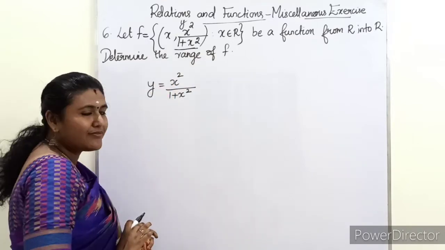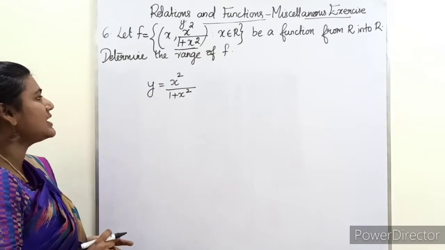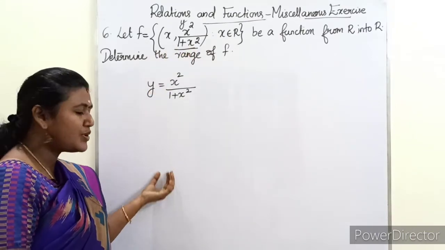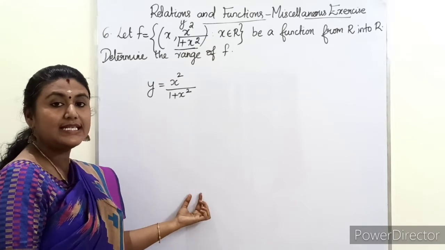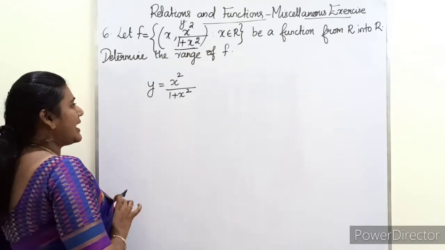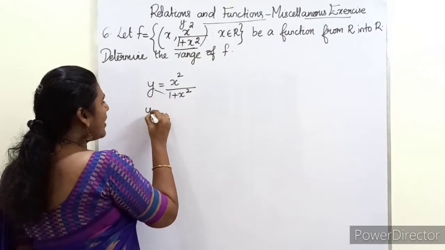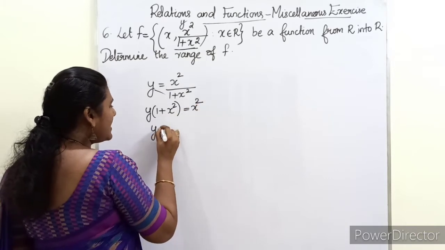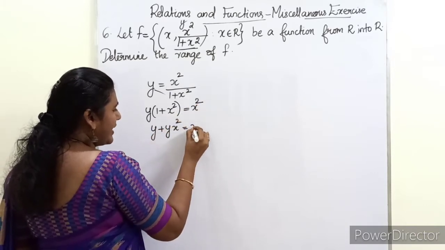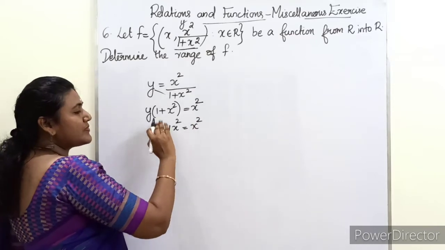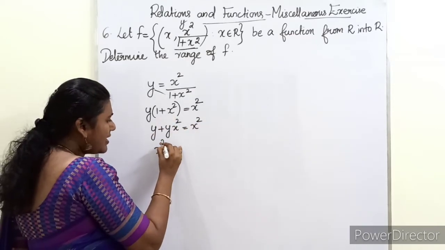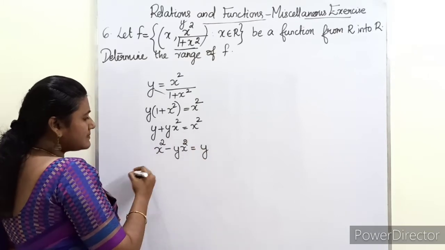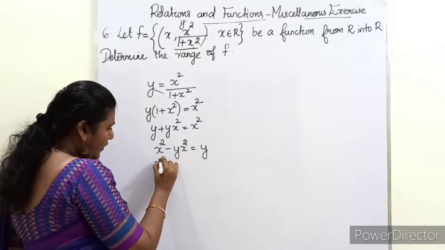For finding the range, first we have to take the second expression as y, and find the value of x in terms of y. So we are going to do that now. Cross multiplication: y into 1 plus x square is equal to x square. So y plus y x square is equal to x square. The x square terms we will bring to one side. So x square minus y x square is equal to y. Now from these two we will take x square outside.